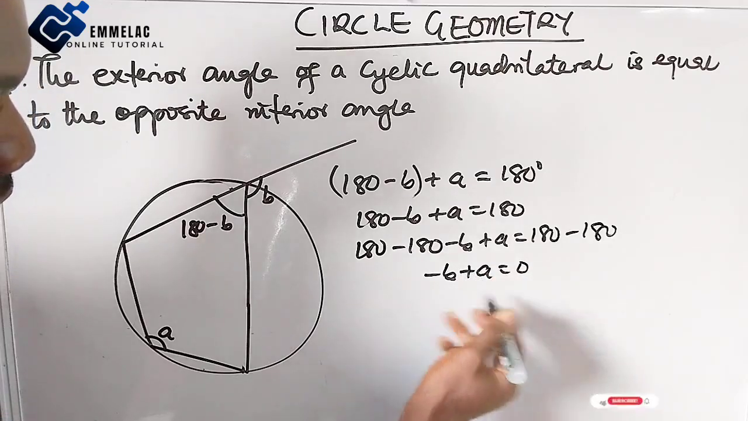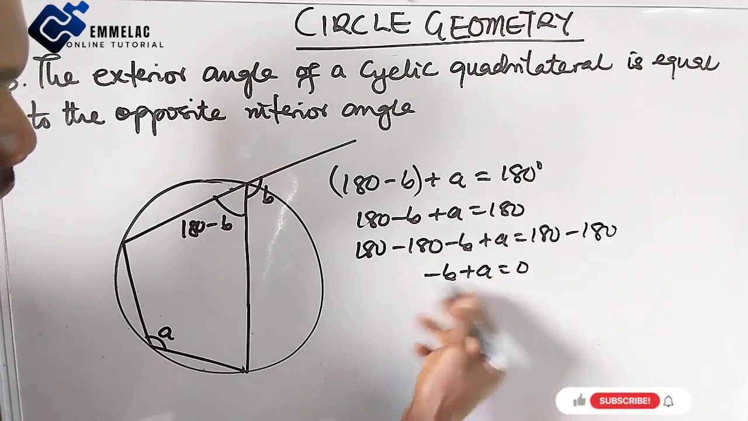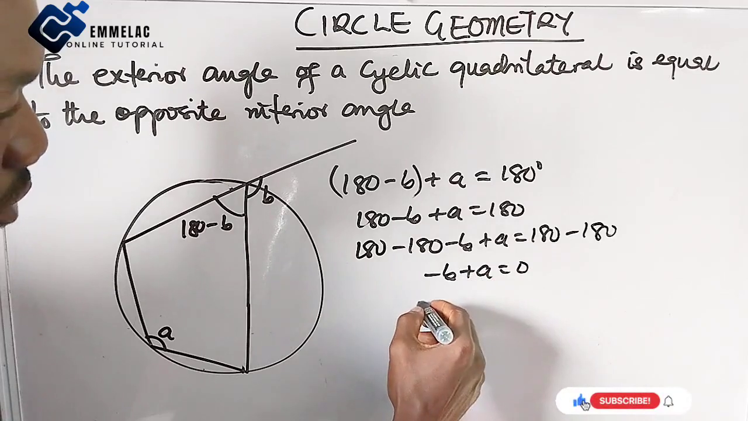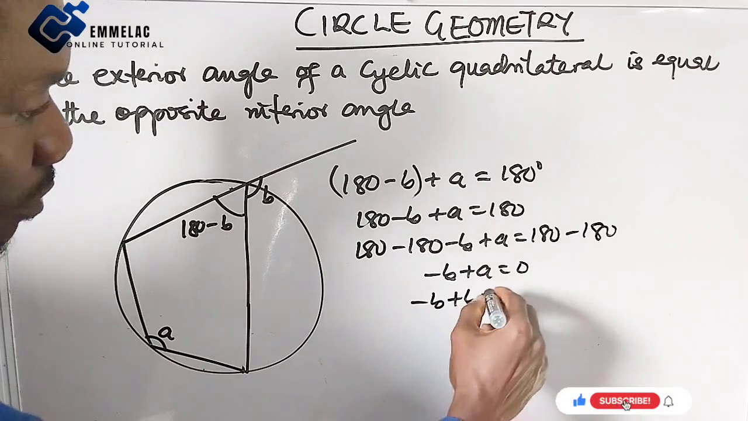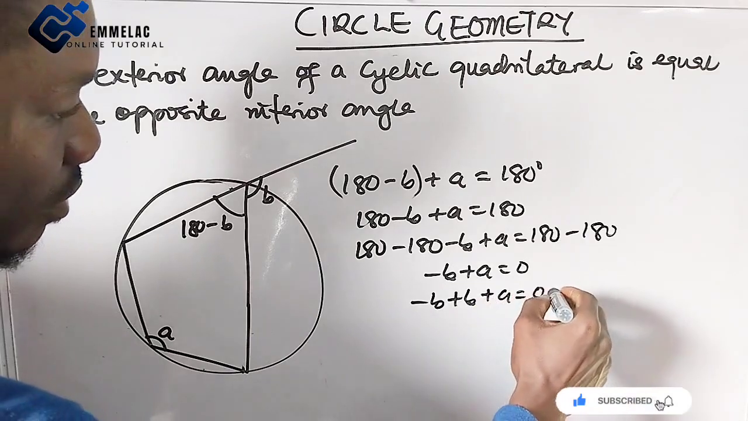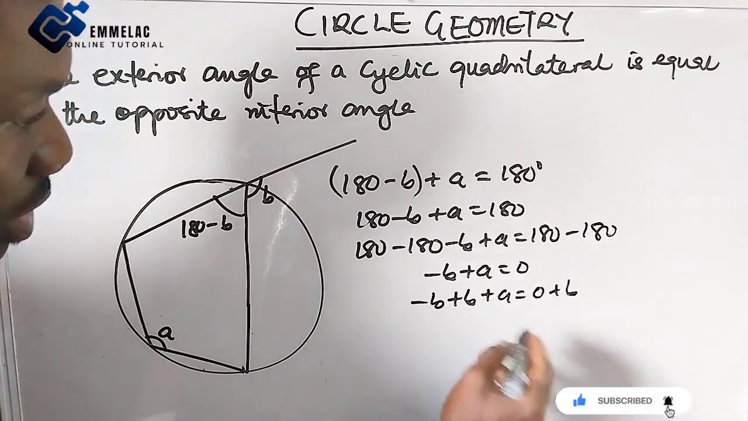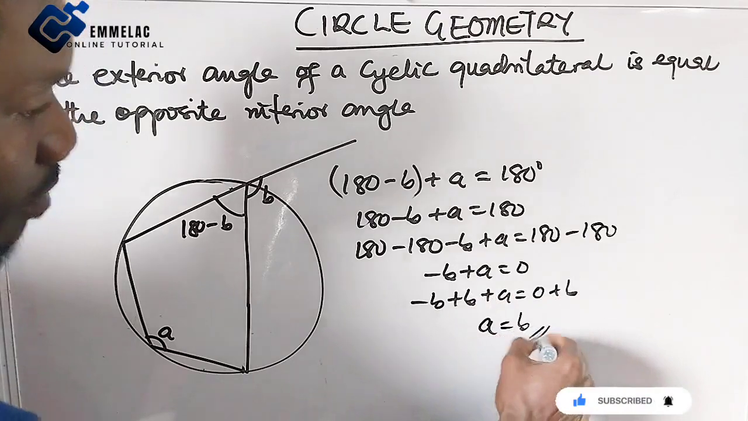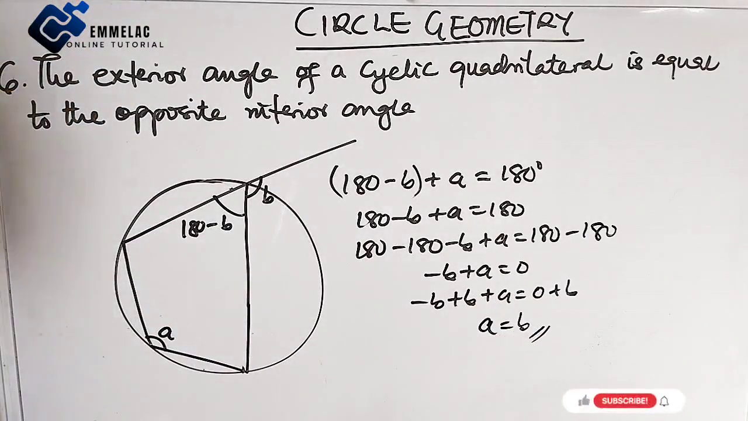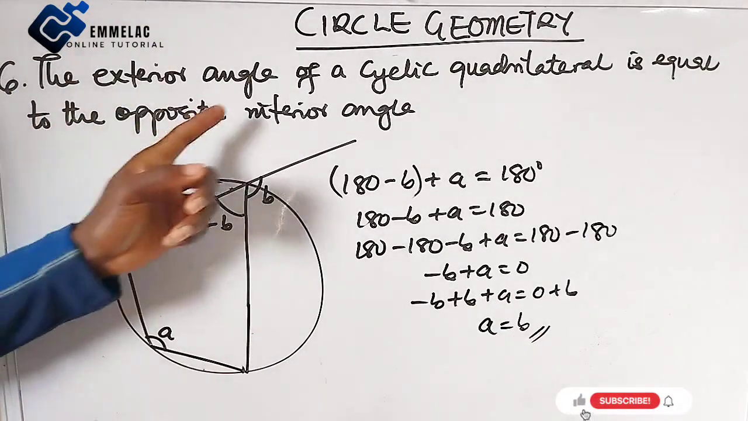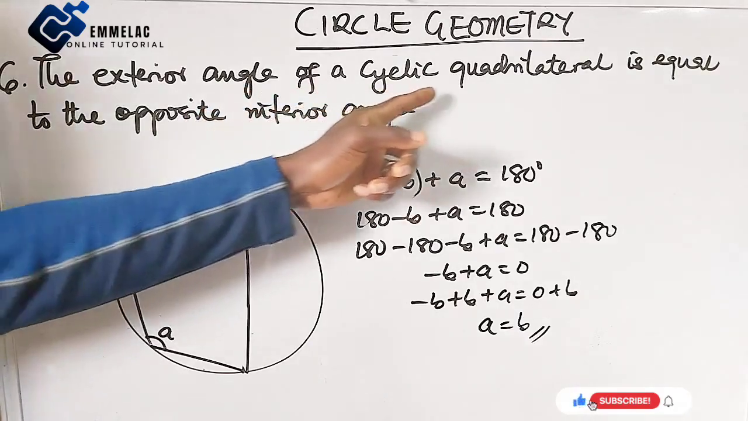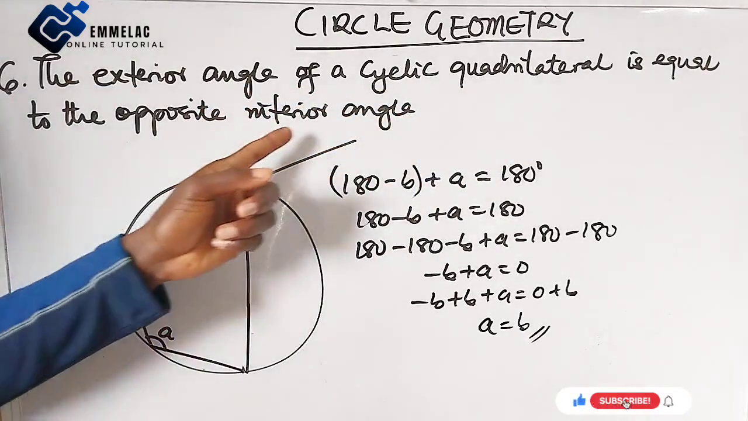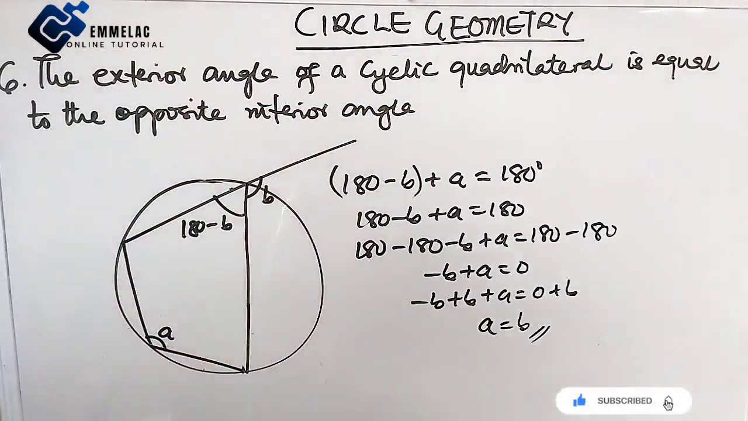So adding b to both sides, I have minus b plus a equals 0 plus b. So here we have that a equals b. All right, so this also proves that the exterior angle of a cyclic quadrilateral is equal to the opposite interior angle. Let's move to theorem 7.